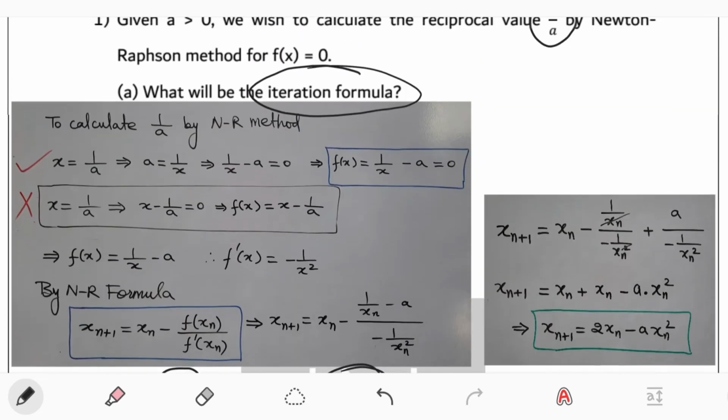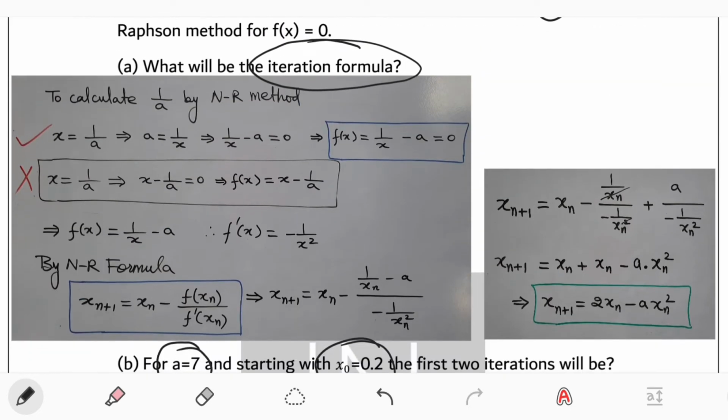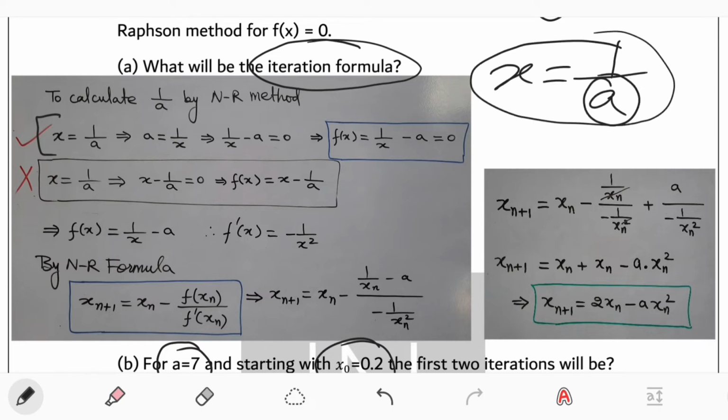Okay, to calculate 1 by a by the Newton-Raphson method, first we consider x to be 1 by a. We want to find the reciprocal of this value, and here we can write a equals 1 by x, and just rearrange this equation. You can easily write 1 by x minus a equals 0. So here our f of x is 1 by x minus a equals 0.